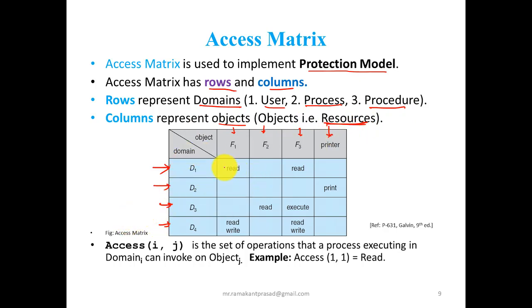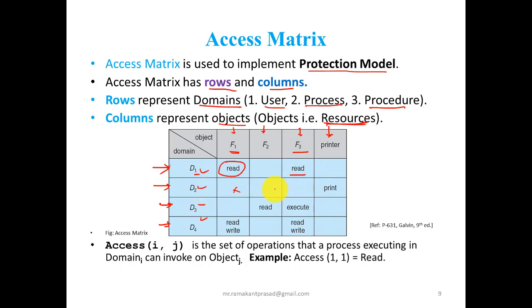Okay, so this diagram indicates the access matrix. In this access matrix, suppose D1, D2, D3, D4 are the domains and these files are the objects. So at the cross point of domain and object, this is the read mode defined here. Domain D1 is allowed to read the file F1. Similarly, domain D1 can read the file F3.